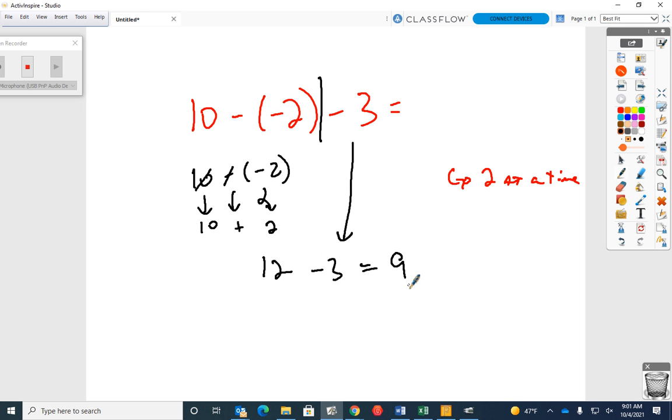So 10 minus negative 2 minus 3 would be positive 9. It's kind of confusing because of the negative signs and the subtraction signs. But you just got to look at it, okay? All right. Did that make sense what I did? Yeah. Okay, try this one.